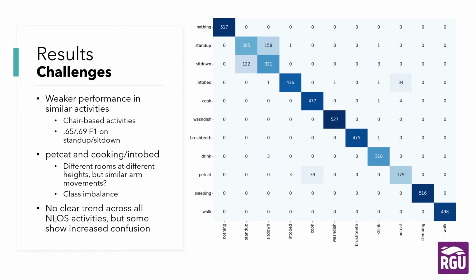We're also seeing some drops in performance, looking at fairly different activities, being pet cat and cooking and into bed. These activities all occur in different rooms, different heights, and in all honesty seem like really different activities. Now, there is some class imbalance with less samples associated with pet cat because, unfortunately, they don't cooperate in our experiments. However, they also potentially contain similar arm movements, and as cooking and into bed are non-line of sight activities, potentially the intensity of the movements that is observed is actually quite similar to that of pet cat due to the distance fall off.